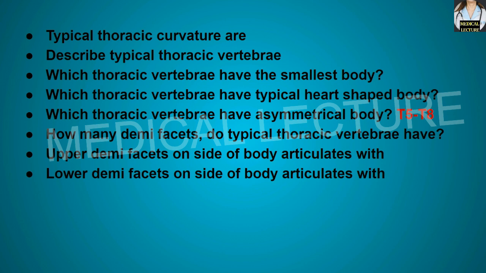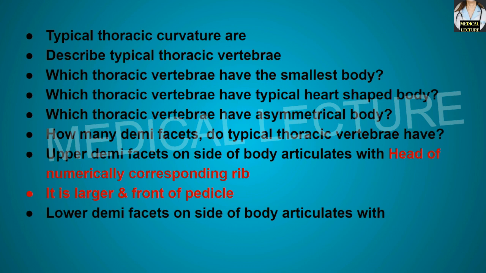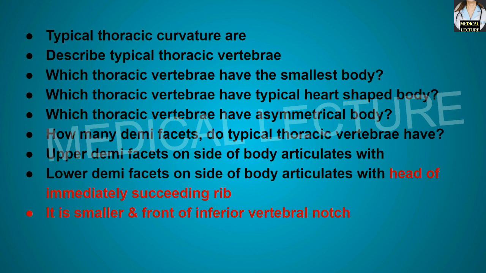How many demifacets does a typical thoracic vertebra have? 4. So 4 demifacets are present on the typical thoracic vertebra. Upper demifacets on the side of the body articulate with the head of the numerically corresponding rib and are larger, in front of the pedicle. Lower demifacets on the side of the body articulate with the head of the immediately succeeding rib, and are smaller, in front of the inferior vertebral notch.